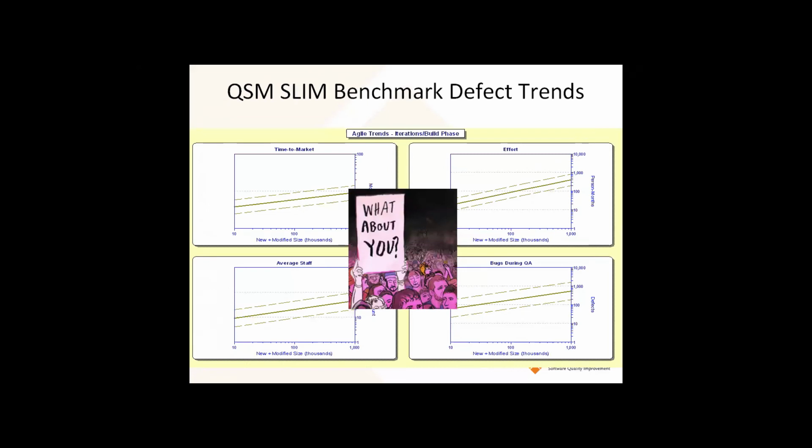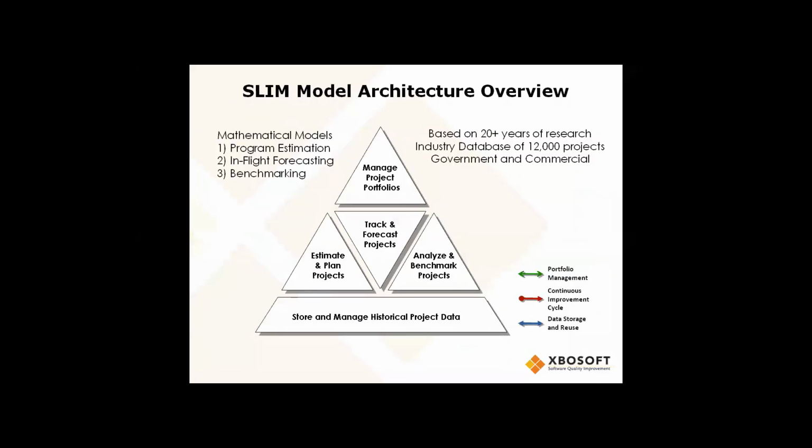What about you? So with that, we're kind of wrapping up. I'll just give a summary of the technologies that we used for this webinar. We did the benchmarking analysis with a model called SLIM Metrics. It's on the right, analyzing and benchmarking projects after collecting the data on the lower part of the foundation of the triangle, storing and managing historical data. But we also do the predictive curves under estimating and planning, and also tracking and forecasting. Those are kind of those curve fits that I just showed you about looking at the Rayleigh shape.